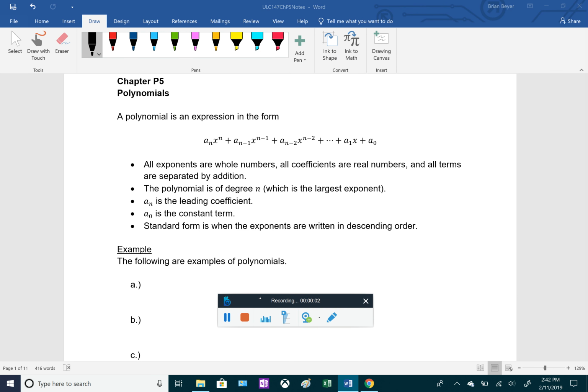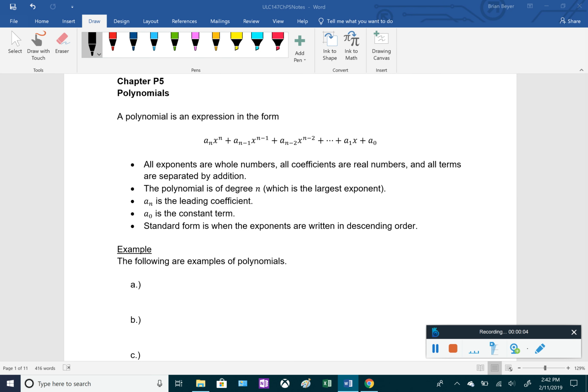In chapter P5, we'll be getting into polynomials and then certain operations with polynomials. So for the definition of what a polynomial actually is, this form is going to look pretty confusing, but this is the kind of technical definition for it.